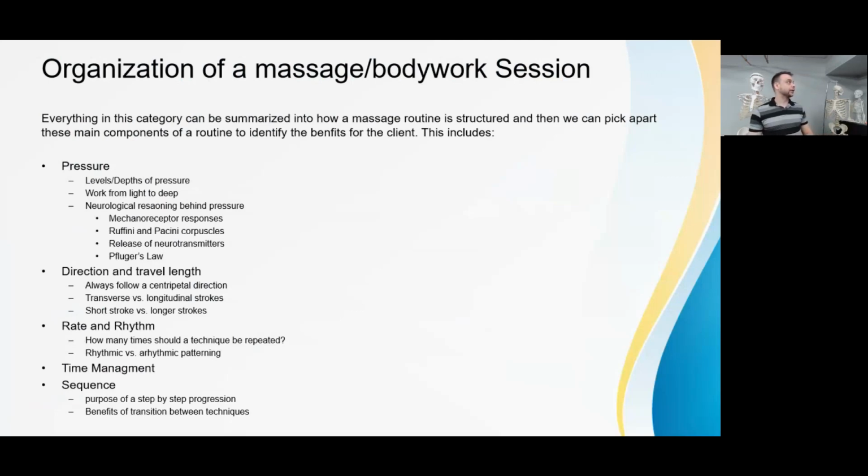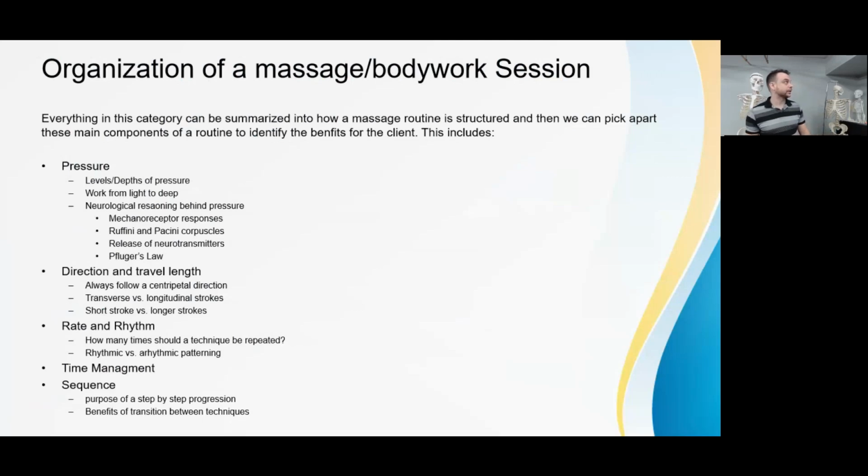So just as an overview, our routine consists of several factors. One, the depth and level of pressure that we perform with our techniques, the direction and even the length that our techniques travel along our client's body, how fast we perform those techniques and the patterning in which we implement those techniques, and then our time management and how we can piece that all together. So if we can break all those components down and understand them individually in regards to how this is beneficial for our client and why these make our massage routine great and beneficial.